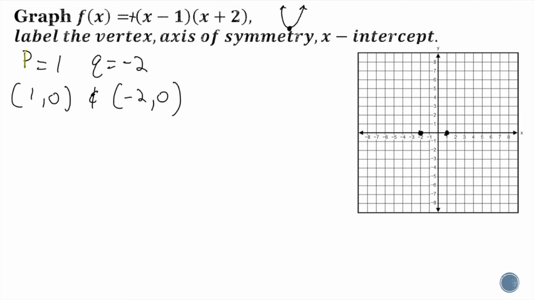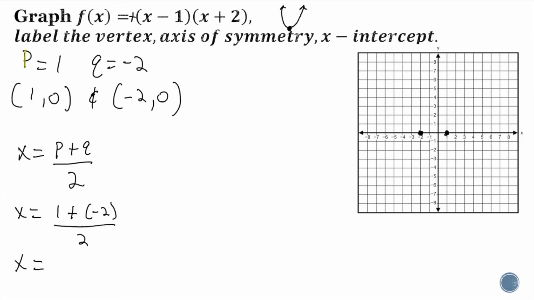And I have to calculate my axis of symmetry. And if you hopefully remember, it's x is equal to p plus q divided by 2, because we want to cut it in half into 2 equal parts. And so I'm going to substitute my value here. 1 plus negative 2 divided by 2 is going to get me negative 1 over 2. Great, that is my axis of symmetry. So negative a half is about here.